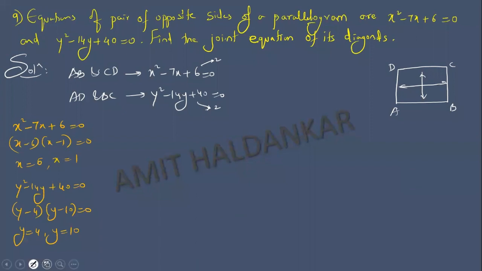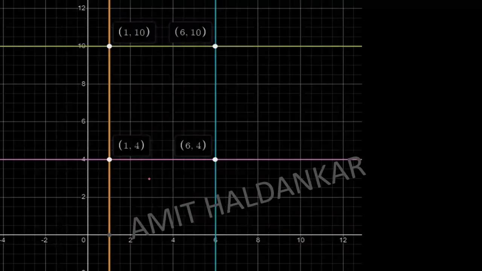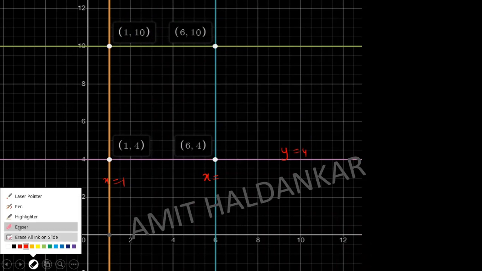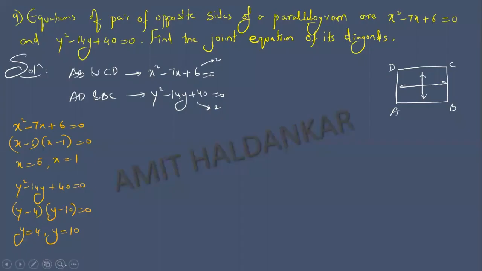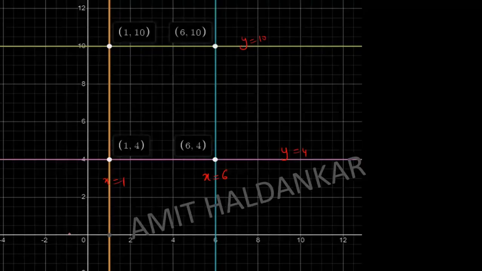We'll just have a look at the diagram once again. This line is x is equal to 1. This is y is equal to 4. X is equal to 6 actually. This is x is equal to 6. And this is y is equal to 10. So you have all the four lines. So the four lines over here can be seen: x is equal to 6, x equal to 1, y equal to 4, y equal to 10.